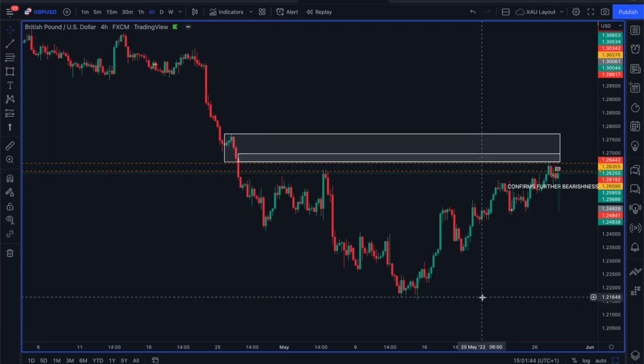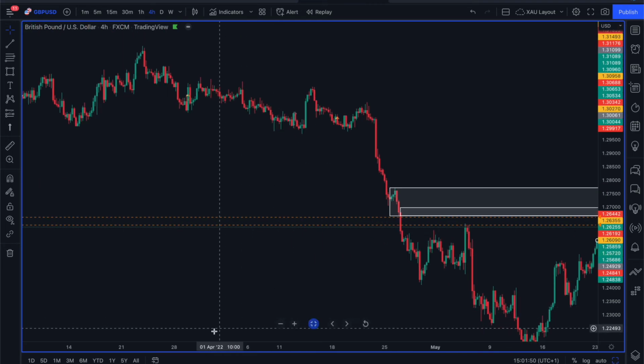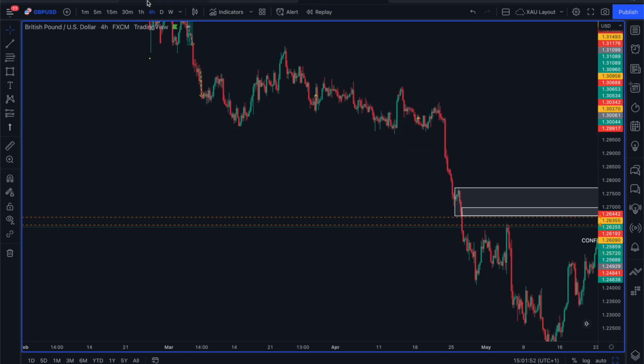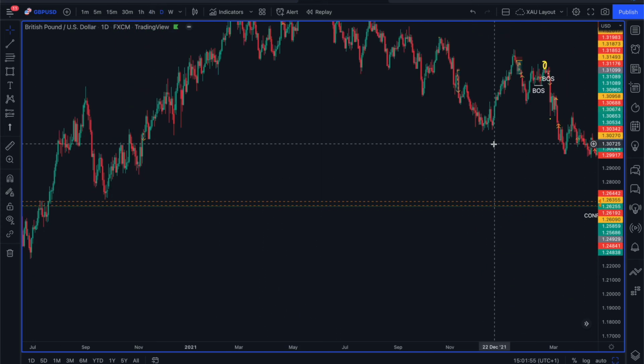Okay, so finally moving over to the Great British Pound to the US dollar market, we can see here how price is very much bearish. We have seen this throughout. So we obviously want to be sellers in this market.